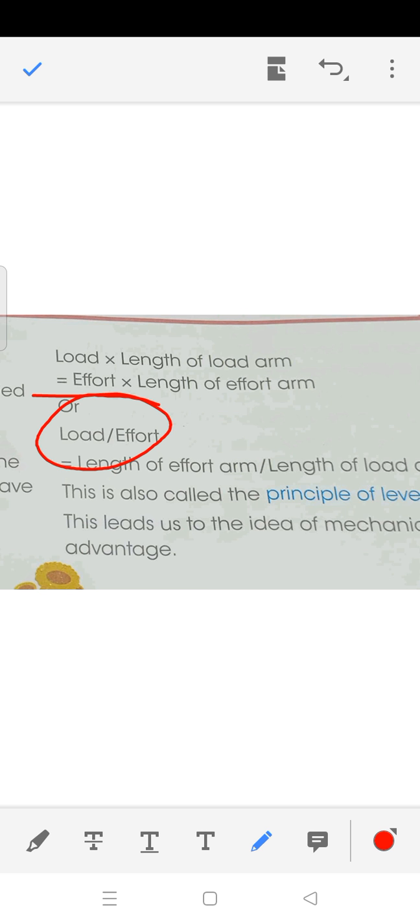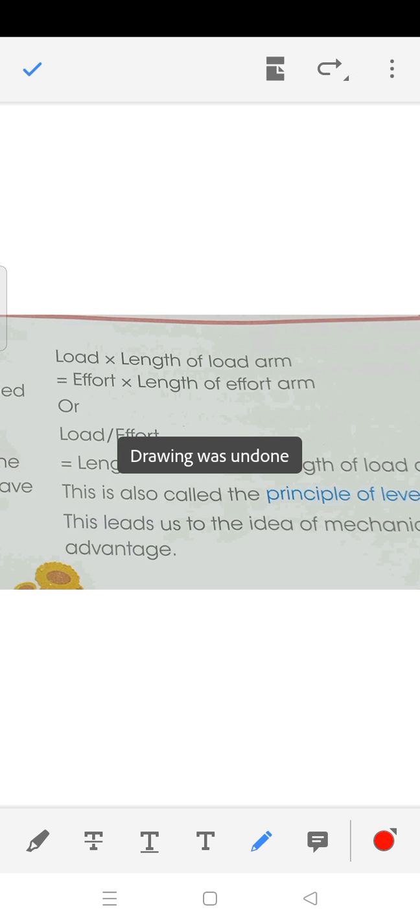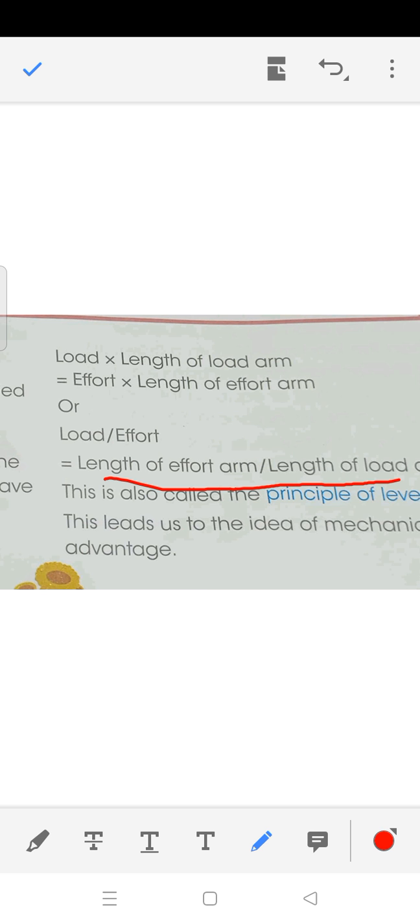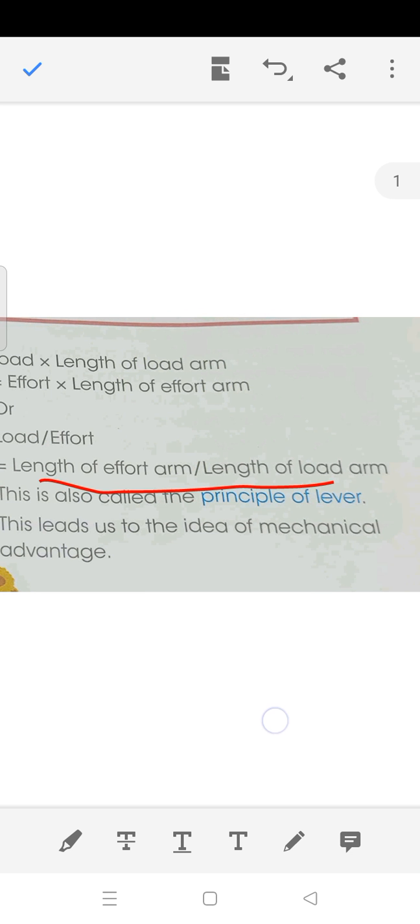In case of lever, mechanical advantage is the ratio of the length of the effort arm to the length of the load arm. So the ratio of the length of effort arm by load arm is called mechanical advantage. This is according to the principle of lever.